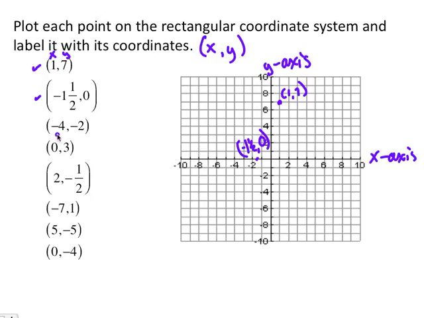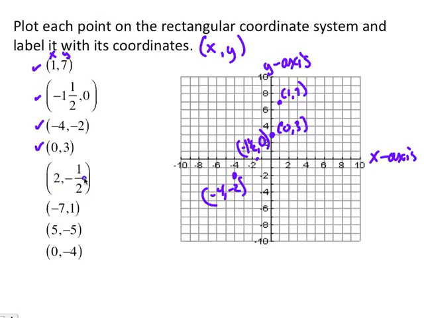Okay, we've got those two. Next one is negative 4, negative 2. We start at the origin. The negative 4 is for the x, so we go left 4. Negative 2 means we're going down 2 places. So that point is right there, negative 4, negative 2. All right, 0, 3. Now 0 is the first one, which means we don't go left or right on the x-axis. We stay in the middle, but we do need to go up 3. So up 1, 2, 3 places right there. That's our point 0, 3.